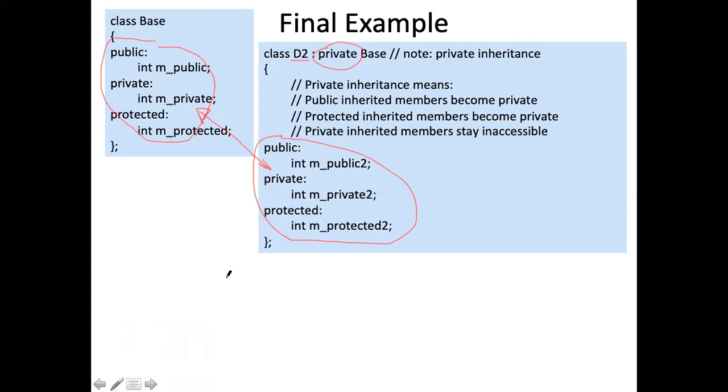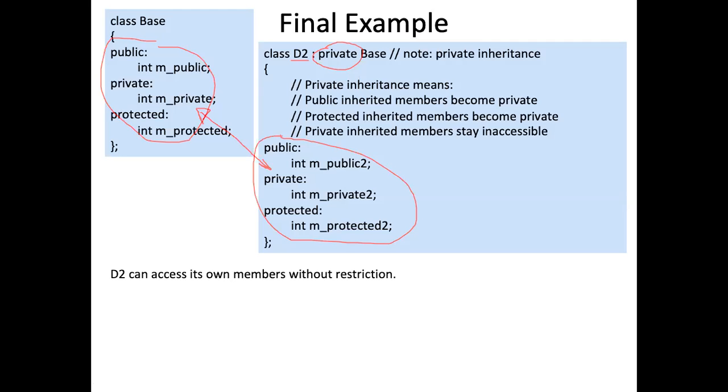So m underscore public, m underscore private, m underscore protected, these are the members of the base class. M underscore public 2, m underscore private 2, m underscore protected 2 are the members of the derived class. ठीक है जी. And D2 inherits privately from base, right? So what will happen in this case?